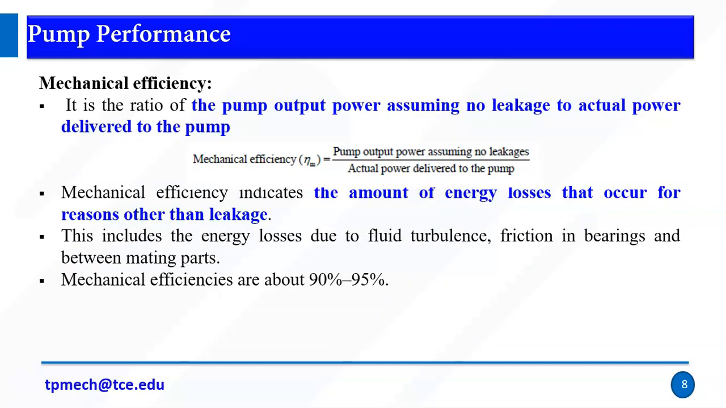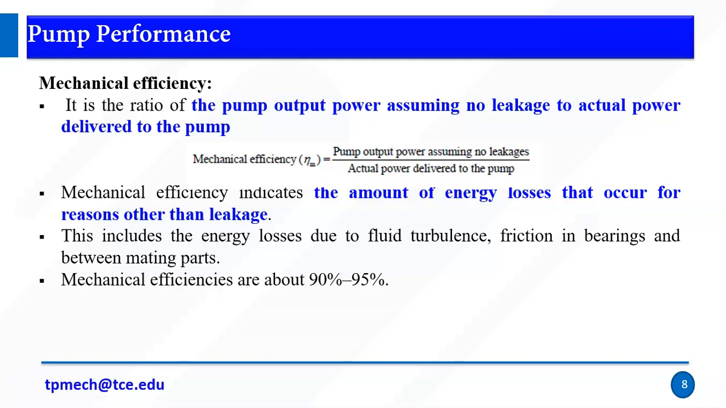Similarly, mechanical efficiency is the ratio of pump output power assuming no leakage to the actual power delivered to the pump. Mechanical efficiency can be calculated in two ways: one from power, another from torque. If you consider power, it is the pump output power assuming no leakages, so that is the ideal case, divided by the actual power delivered to the pump. So it is theoretical power by actual power. Theoretical means ideal, there are no leakages.